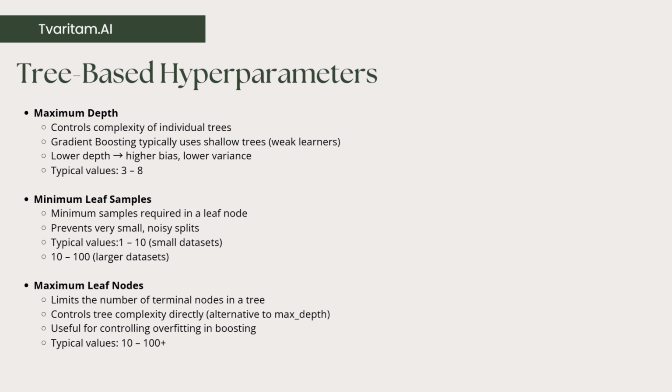Minimum leaf samples is the minimum samples required in a leaf node. It prevents very small and noisy splits, and we can keep 1 to 10 for small datasets and 10 to 100 for larger datasets. Maximum leaf nodes limits the number of terminal nodes in a tree. It controls the tree complexity directly, and it is useful for controlling overfitting, especially in boosting, and typical values can be kept between 10 to even 100 plus.